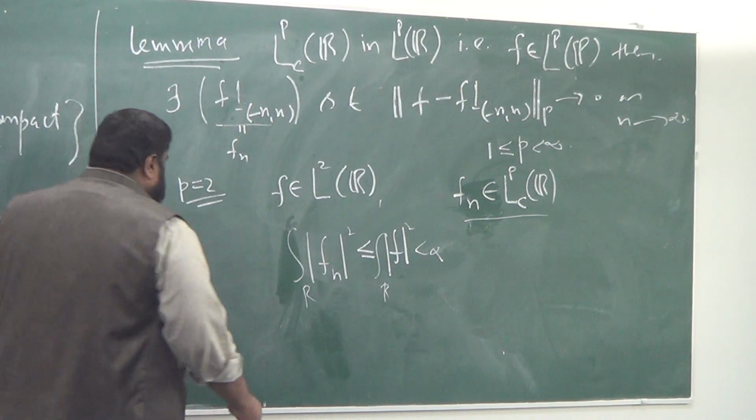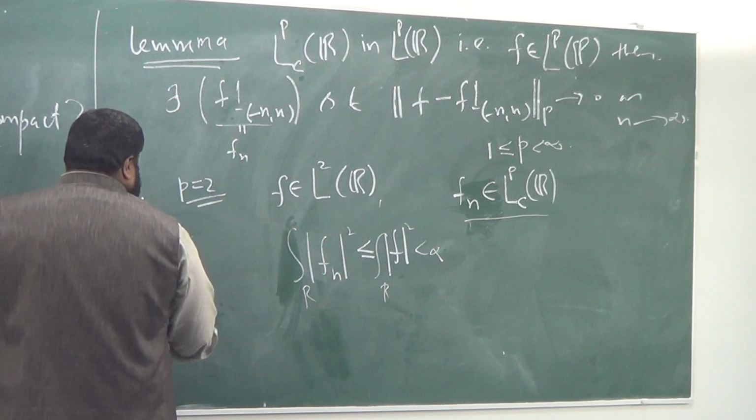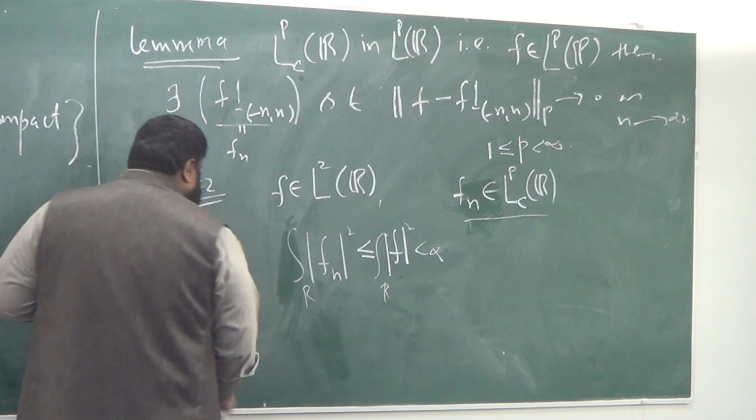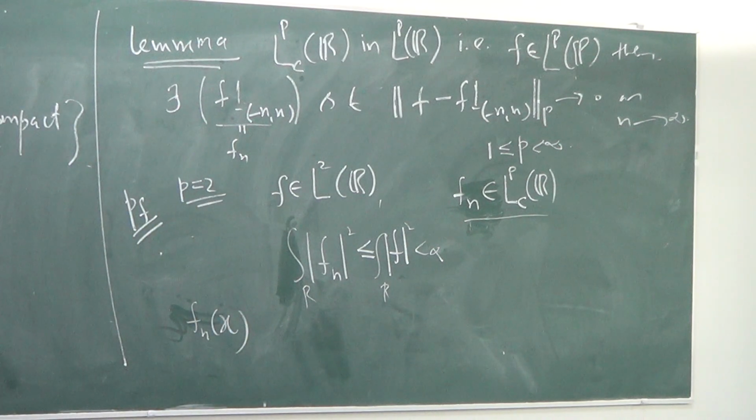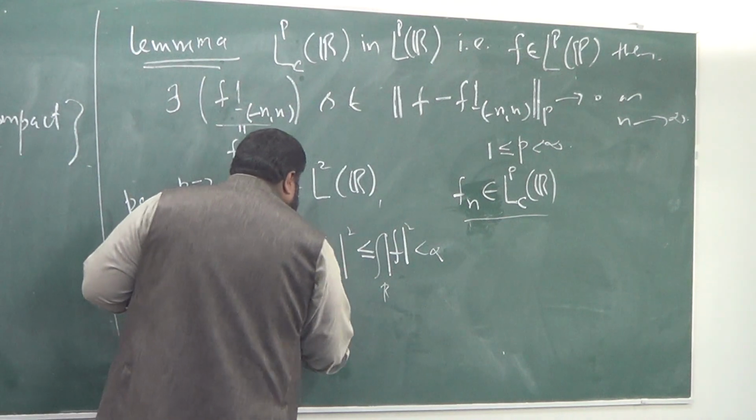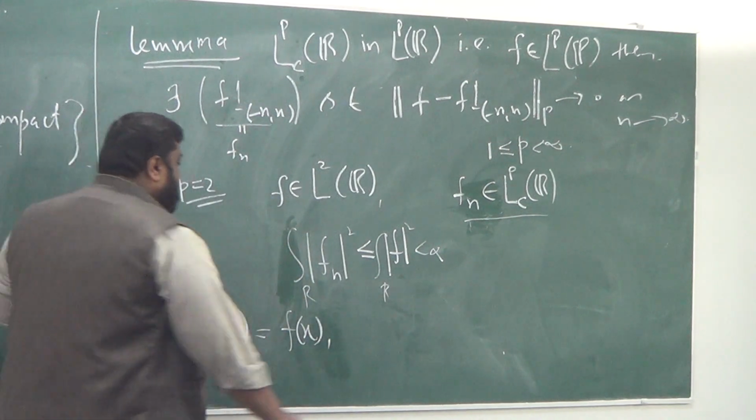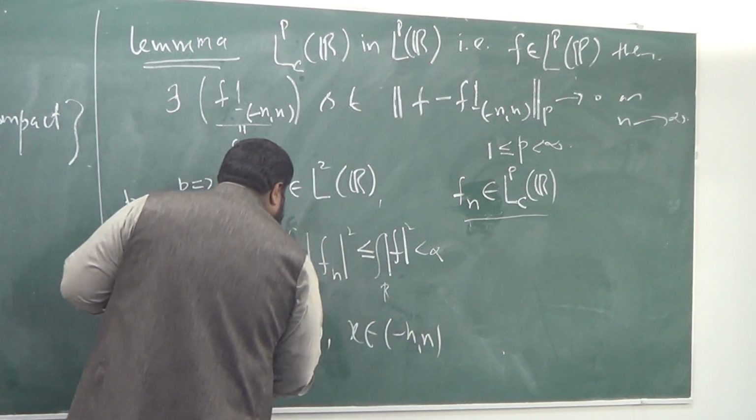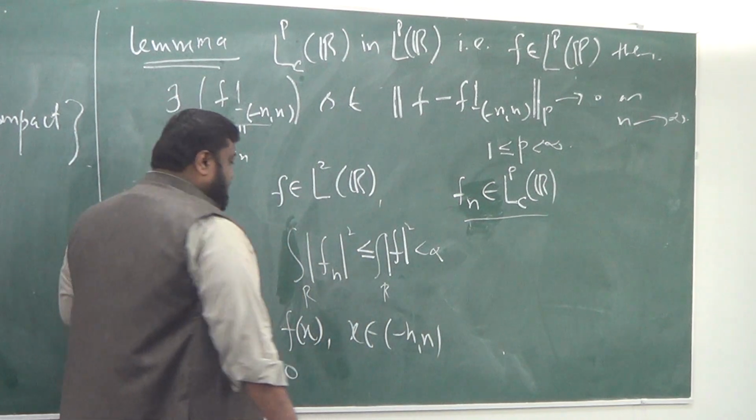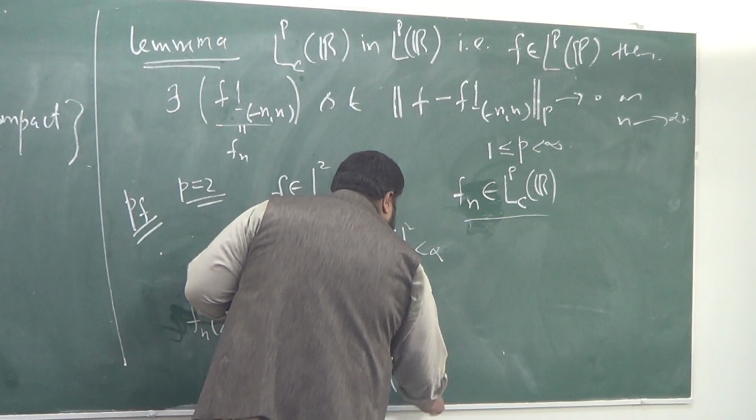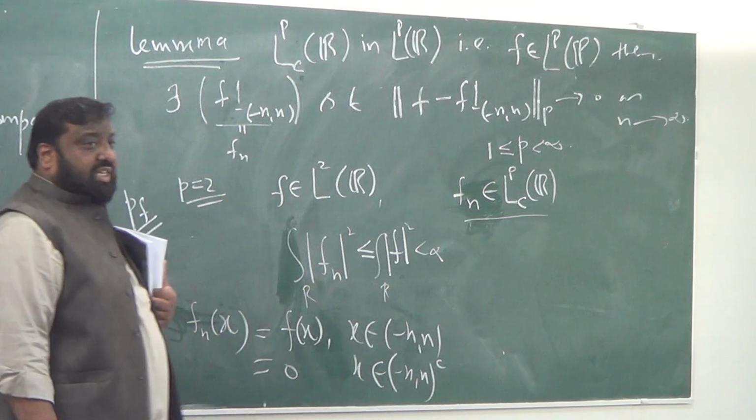We can also see pointwise actually. So if I have, for example, Fn of x, Fn of x is equal to f of x when x is in the interval minus n to n, and it's 0 when you are outside minus n to n.